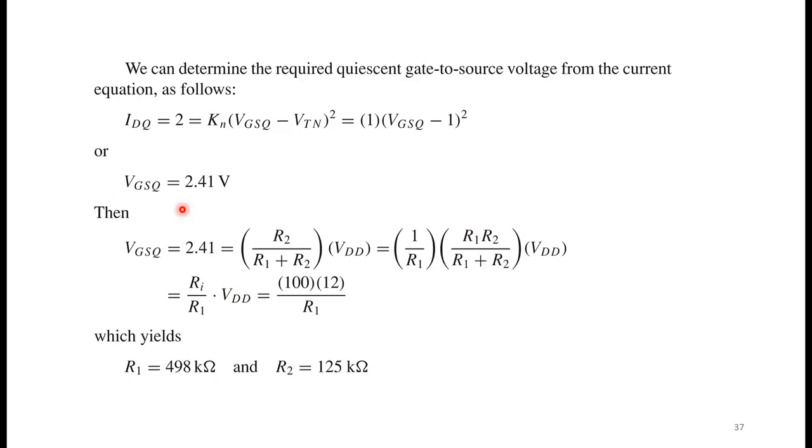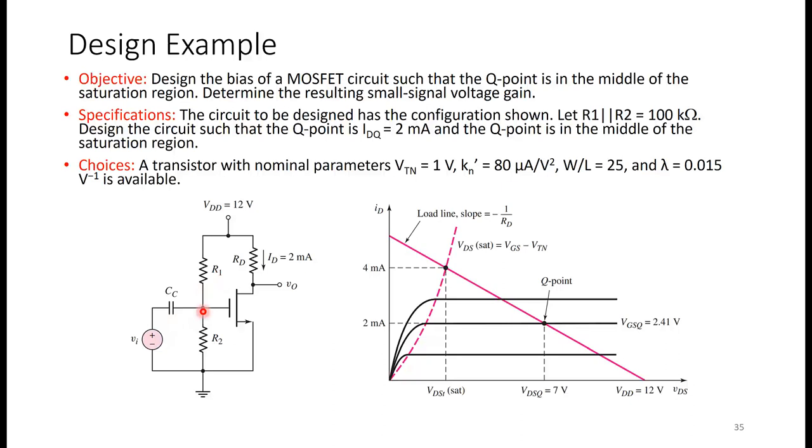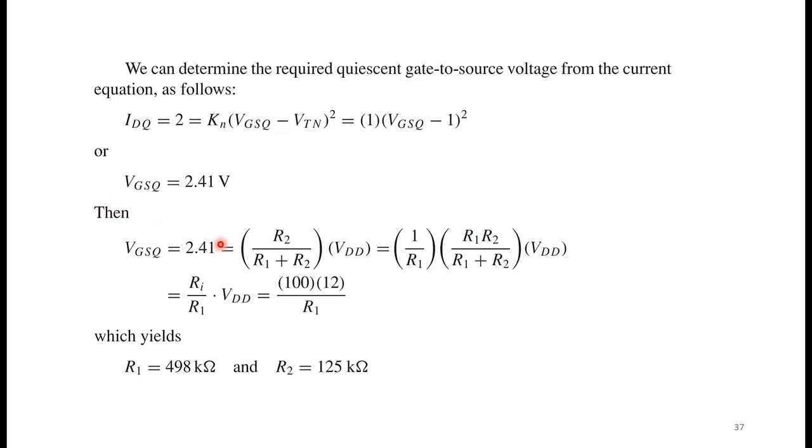Now, when I know that VGSQ is equal to 2.41 volts, I can go back here. I should have copied this. So, I can find VG here. If VGSQ is supposed to be 2.41 volts, that means the value of VG across R1 parallel with R2 is going to be 2.41 volts.